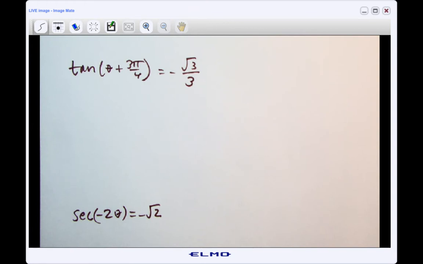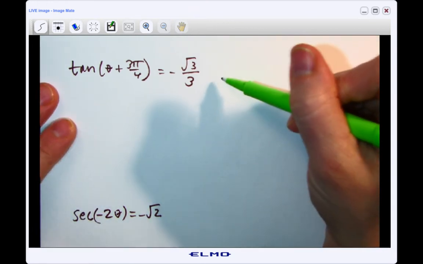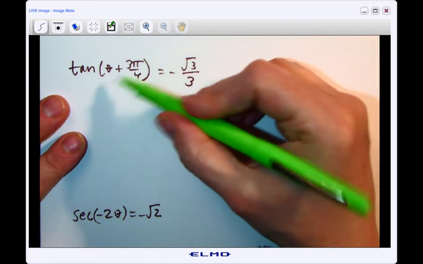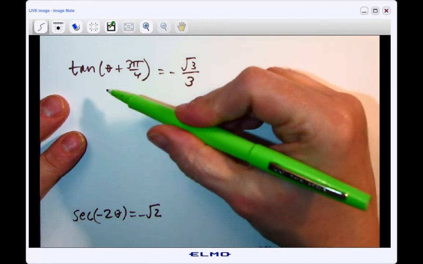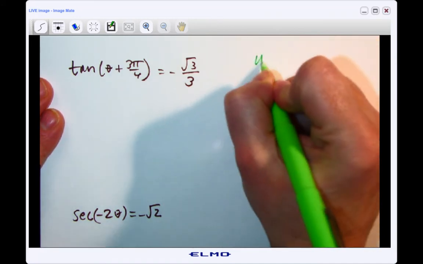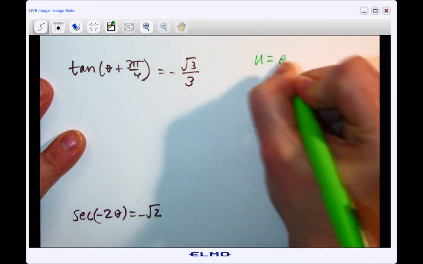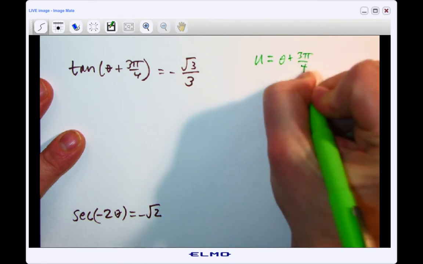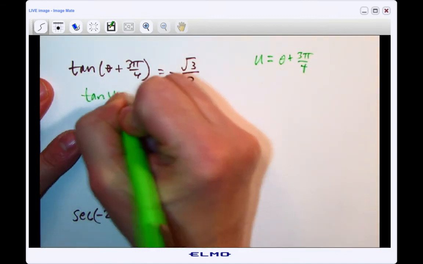Now this one is kind of like the one we ended with in the previous video. We have something inside here that is not just a theta or just an x. So I'm going to do the same thing I did before. I'm going to let this be u, and this is the thing I'm going to solve for.